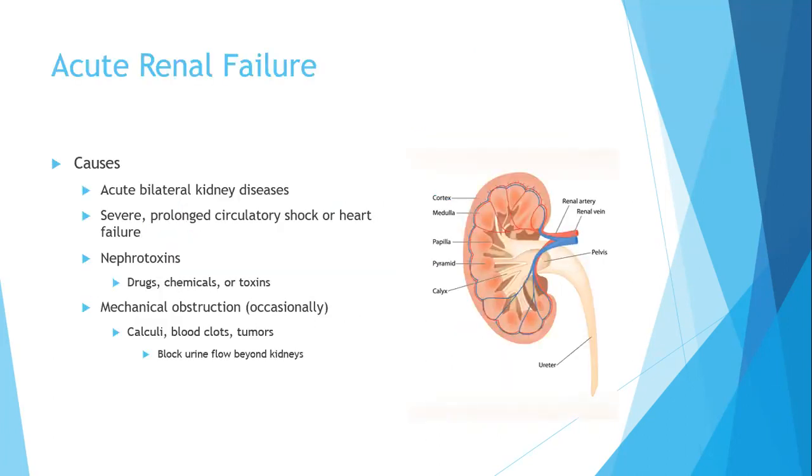Acute renal failure can be caused by lots of things. It can be caused by acute bilateral kidney disease of any type. It can be caused by severe prolonged circulatory shock or heart failure. It can be caused by nephrotoxins like drugs, chemicals, or toxins like paint or solvents, that kind of stuff. Disinfectant, the stuff we're disinfecting the gym with. Mechanical obstruction can occasionally cause acute renal failure, like calculi, which are stones, blood clots, or tumors, which block urine flow beyond the kidneys. That's never good.